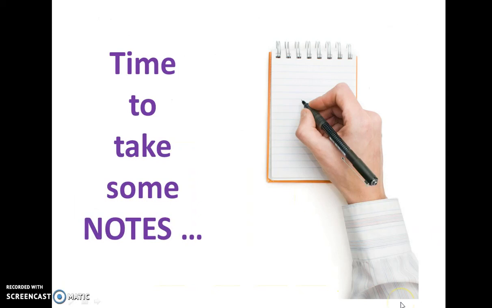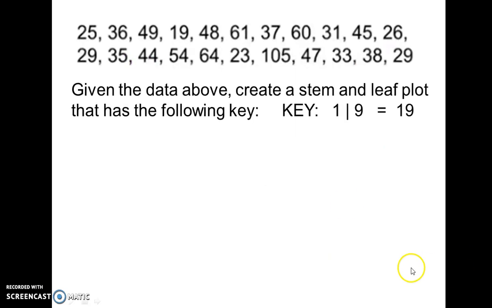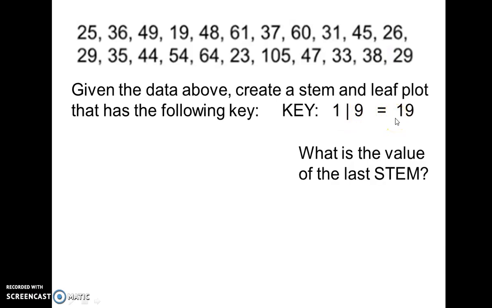Time to take notes. So you're going to do one on your own now as your notes for this topic. Please write a title, stem and leaf plots, and try this one. So we have some data here. Your job is to take that data, create a stem and leaf plot, which has the following key. 1, 9 represents 19.